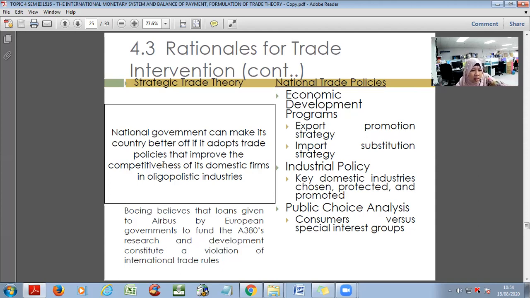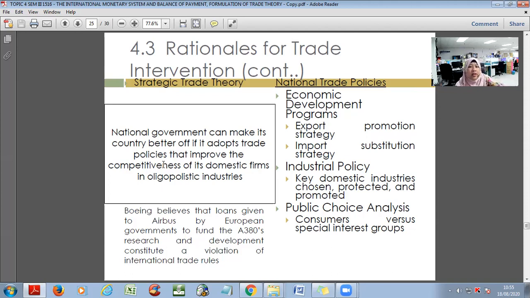So they give an example here: Boeing believes that the loans given to Airbus by European governments to fund the A380's research and development constitute a violation of international trade rules. Jadi berkenaan tentang macam mana Europe government memberi Airbus some of loan lah untuk membuat some R&D dan dia dikatakan menyalahi dari segi undang-undang international trade, undang-undang perdagangan antarabangsa lah.